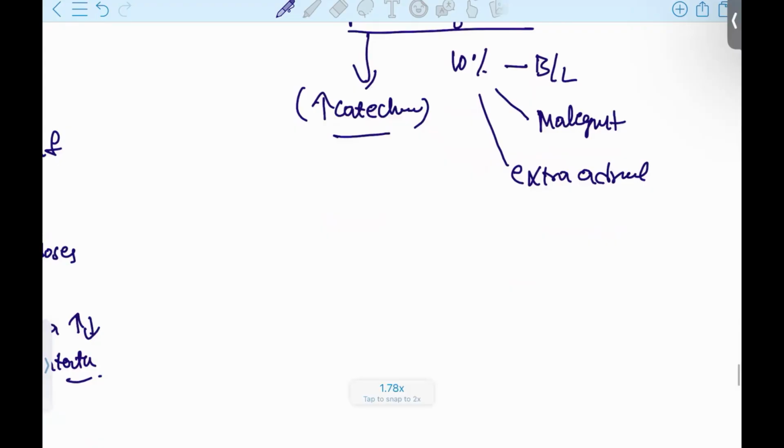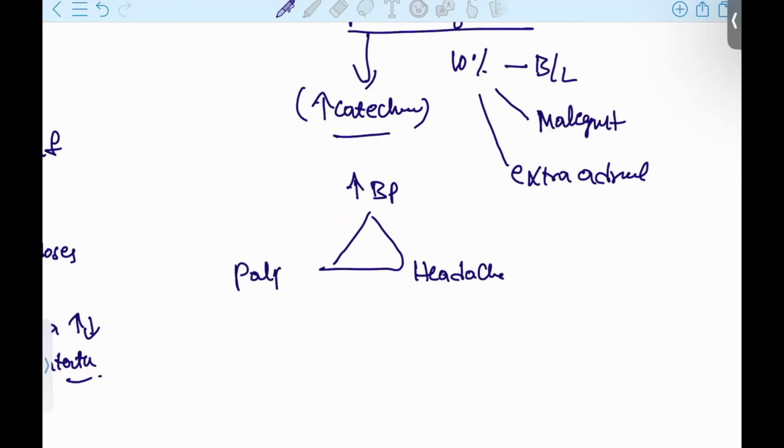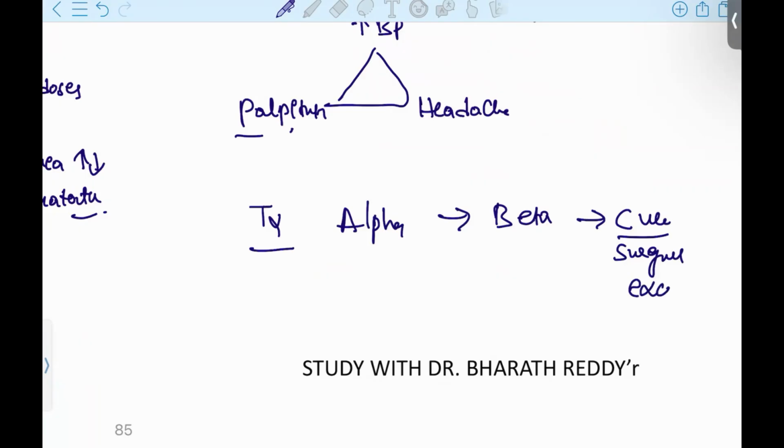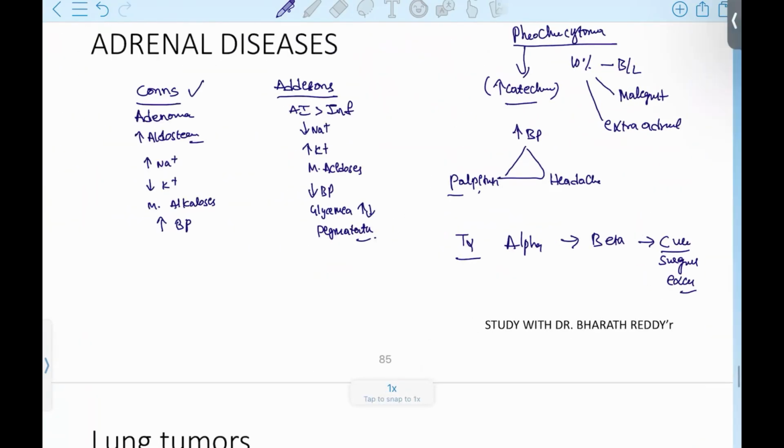What is the common triad that is associated? BP fluctuations, headache, and palpitations. This is what is seen in pheochromocytoma patients. How to treat? You have to follow the ABC rule. Give the alpha blocker, phenoxybenzamine, and then go for the beta blockers. How can you cure? Surgical excision. This is the protocol for the adrenal diseases.